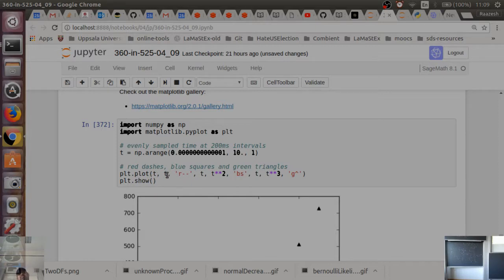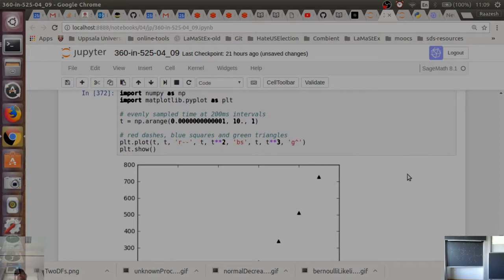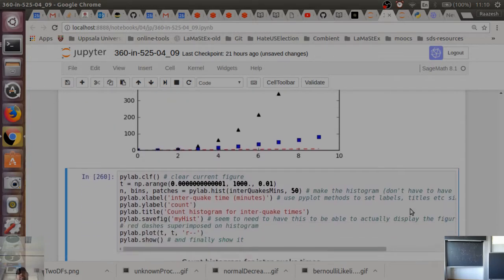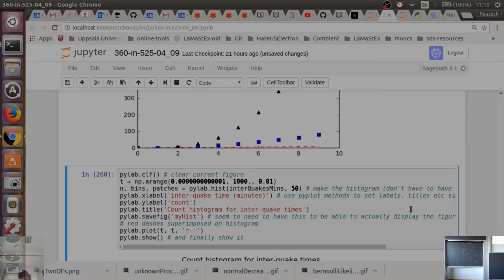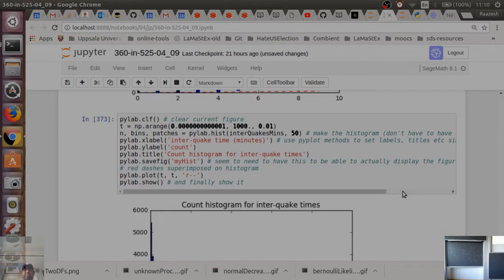This is pure matplotlib, right? I'm plotting T with T in whatever red color dashes and whatever blue squares, and so there's a lot of lingo, some symbolic things. So you can get into all that. If you hit that gallery thing, you will just be exploding your brain with so many beautiful plots, and the source code is right there, so you can click and see it.